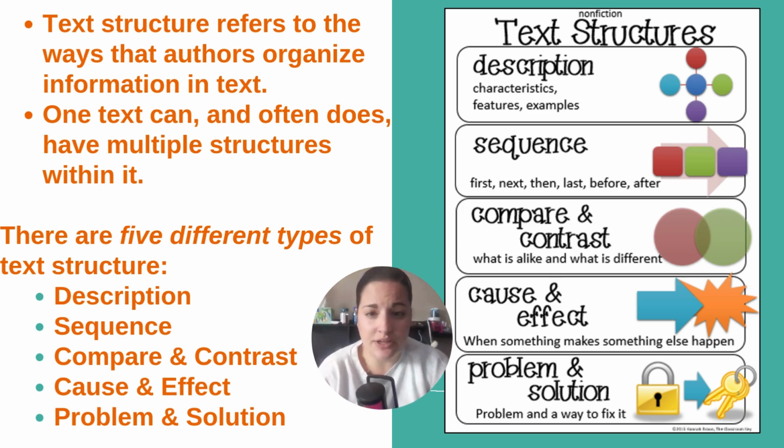In this section, we're going to talk about what text structure is, the different types of text structure, and why text structure is important. So, text structure refers to the ways that authors organize information within the text. It's just the way they are giving you the information that they want you to know. And one text can and often does have multiple structures within it. Now, there are 5 different types of text structure. And again, there can be more than one type within a piece of writing or an article or whatever it is that we're talking about here.